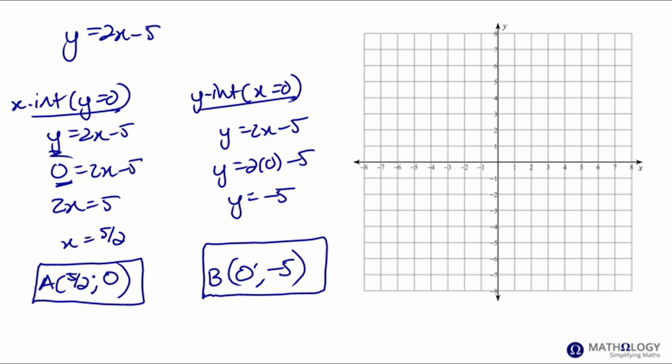So now we just have to plot these points. 5 over 2, 0 is going to be there. And 0, minus 5 is here on the y-axis. That's point B. And then we take our ruler and draw a line through them, and we extend that line as far as possible.